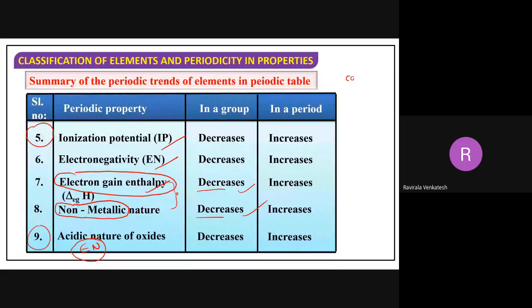Carbon dioxide. Next, I'm taking chlorine, not carbon dioxide. You take this example: Cl2O7 and phosphorus, P2O5. Now, this one is less electronegative, and this one is more electronegative. Now, among these two, which is more acidic character?